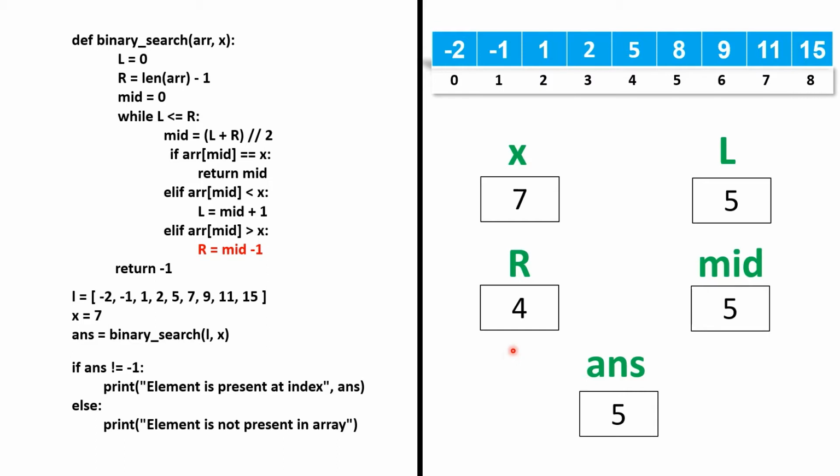Now you can see that L has crossed R. Now you cannot say that the value we are searching for is between L and R. So this while condition will be false. This will terminate the loop, and now we will return -1. So the answer here will be -1. This if condition will not be true, and then the else part will run. Now the output will be 'element is not present in the array'.